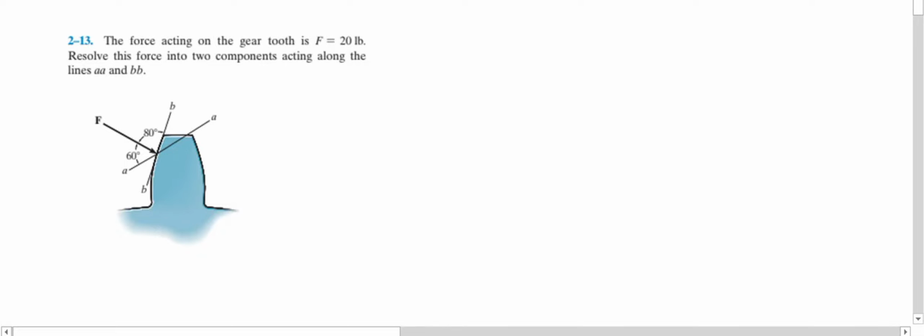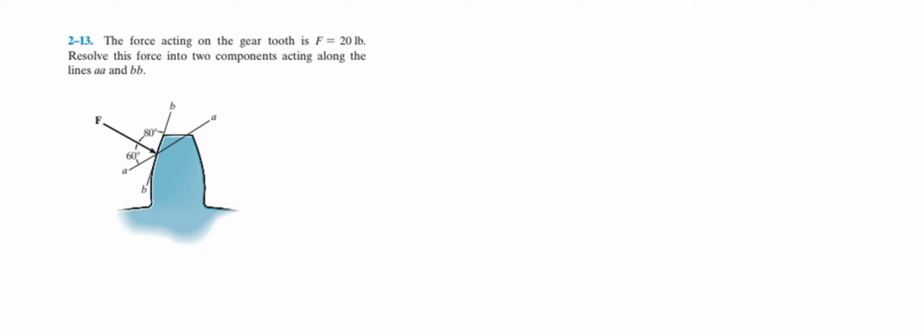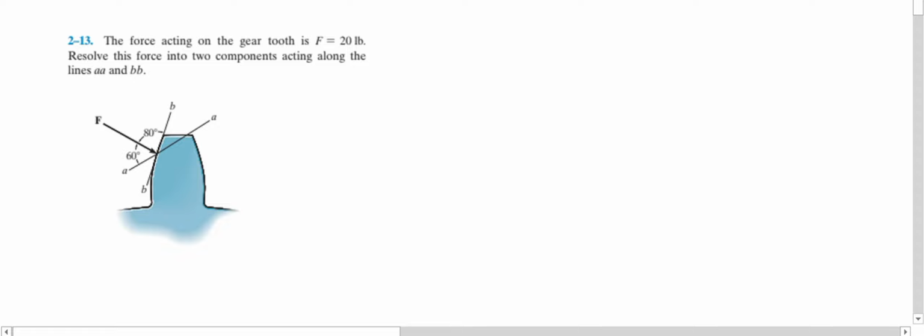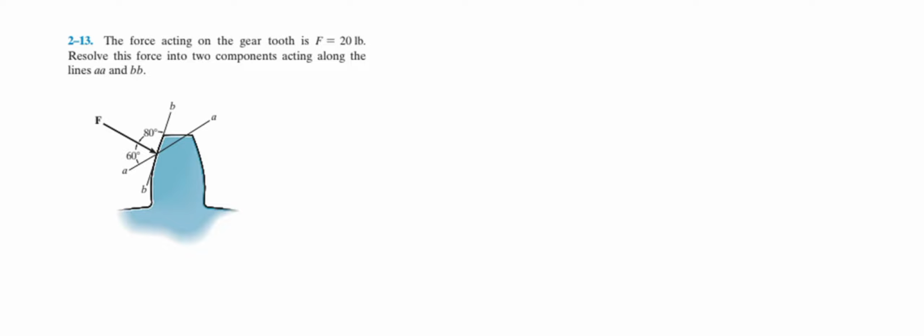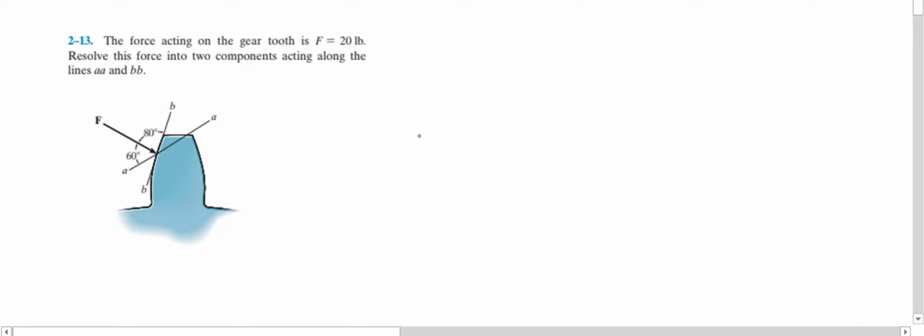Now, this question says that the force acting on the gear tooth is F, which is equal to 20 pounds. Resolve this force into two components acting along the line AA and BB. If you are stuck in applying the law of cosine, law of sine, and the angle between the vectors as well as the angle between the lines, please click on the link which appeared on the top right of the screen. So, let me draw a diagram.